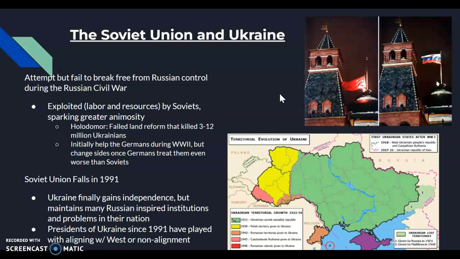However, Ukraine still maintained many Russian-inspired institutions and problems, such as corruption, some economic stagnation as a result of some communist policies still remaining, and communist leaders basically just changing their titles to be in control of the same industries they were in control of previously in a supposedly more capitalist economy. And you see this with presidents of Ukraine since 1991. They played with the idea of aligning more with the West, potentially even joining NATO. Presidents over their history since 91 have debated and considered that option, or just the policy of non-alignment, trying to withdraw from the world and not really choose a side.